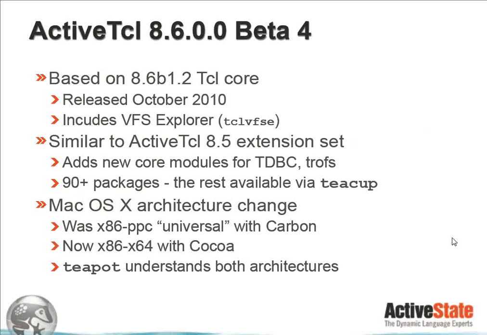It's basically similar to the 8.5 extension set. It adds new core modules for things such as TDBC and TROFS, which is the Tcl read-only file system. Overall, there are about 90 plus packages in addition to the core in ActiveTcl 8.5, and of course you would obtain the rest available via the teacup. And of course note that with this new beta 4, the Mac OS X architecture change occurred. So we used to provide an x86 PPC and called that universal, and that ran with Carbon. Now our builds are all x86 and x64 only and require Cocoa.